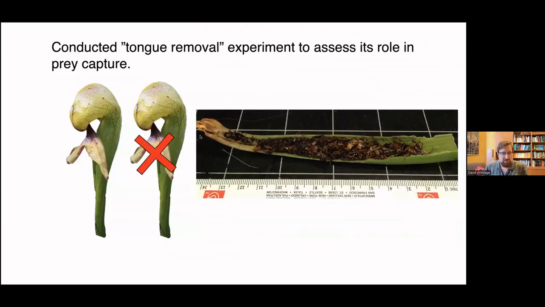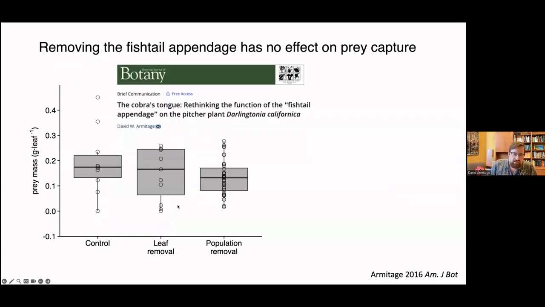So we did a really simple experiment in like 2015, 2014, where we went out and just removed the tongues off of pitcher plants, either at the individual leaf level. So we would have a leaf from one plant with its tongue, and then a paired equally sized leaf from the same or a nearby plant without the tongue. Or we would just remove tongues from a whole big patch of pitcher plants to then ask, well, when we go back and measure how much insects they've captured, does the removal of this tongue affect it at all? And I guess kind of surprisingly, not really.